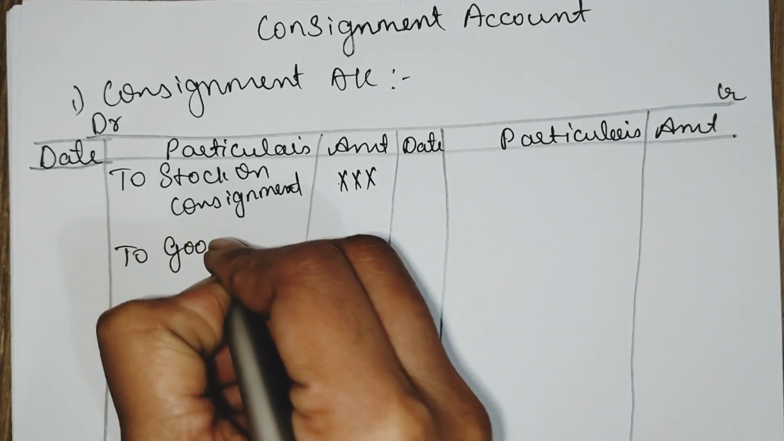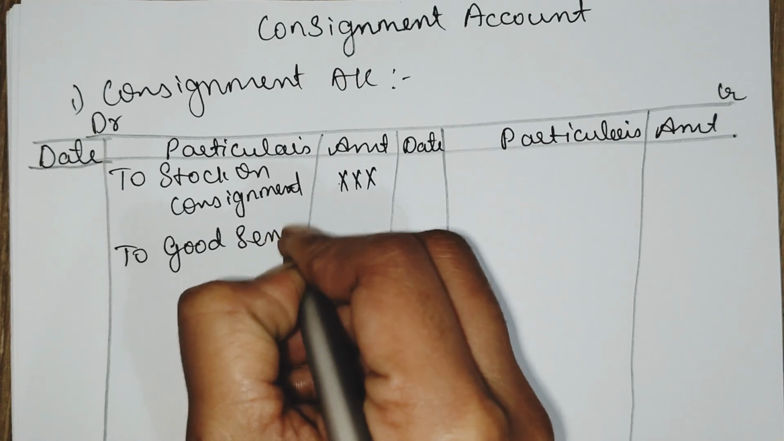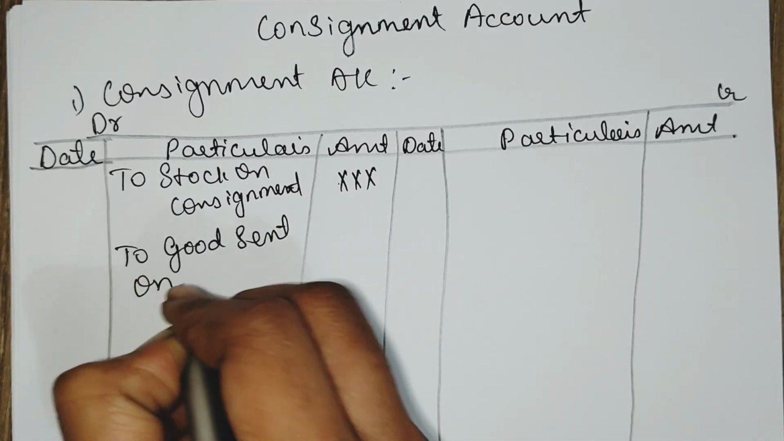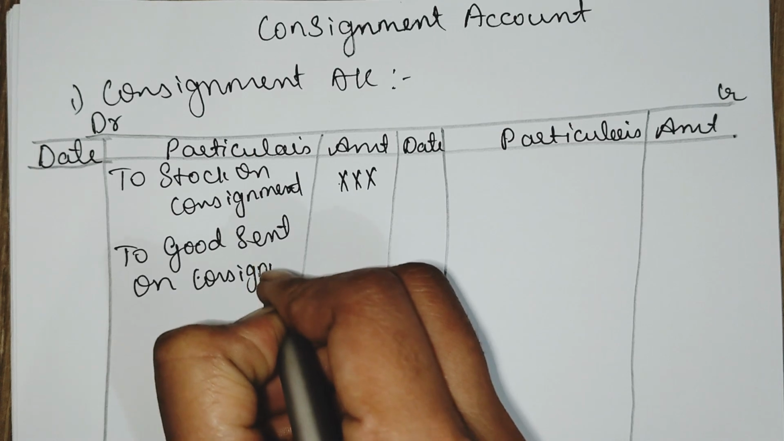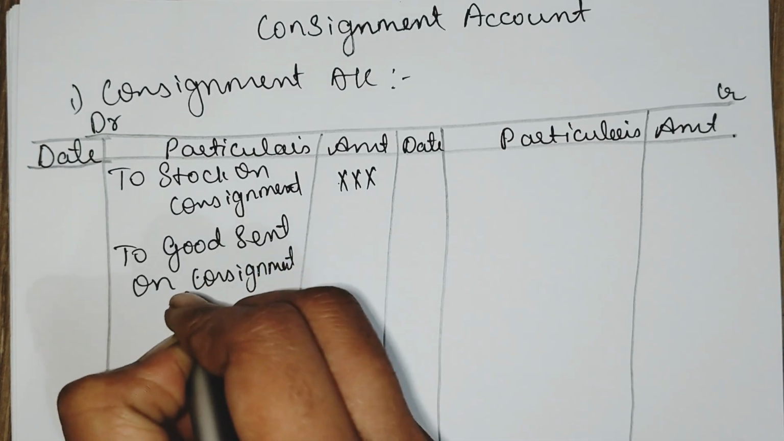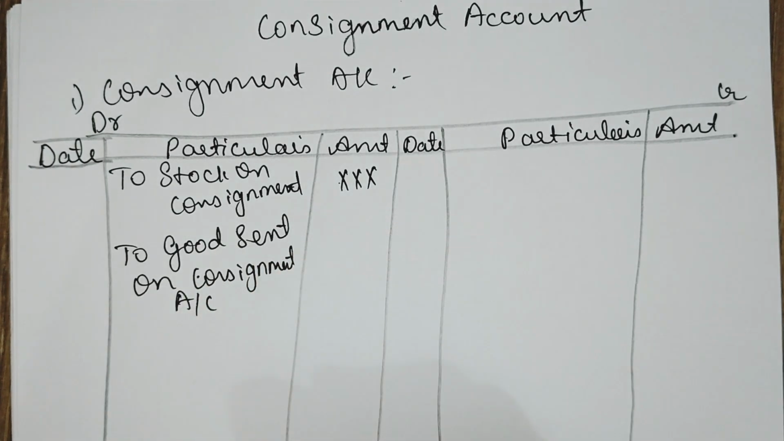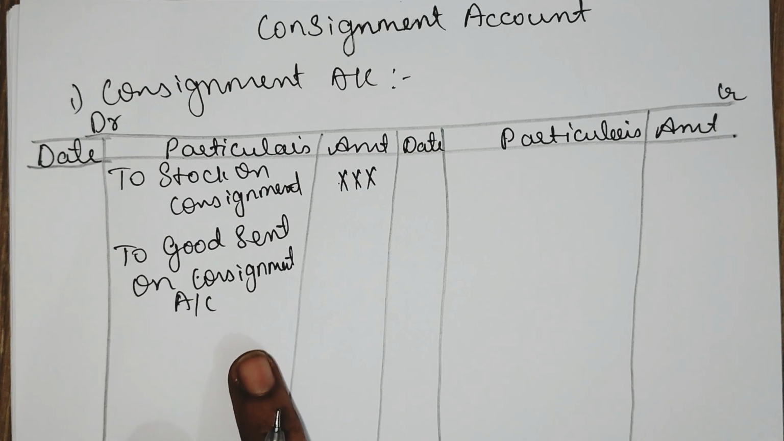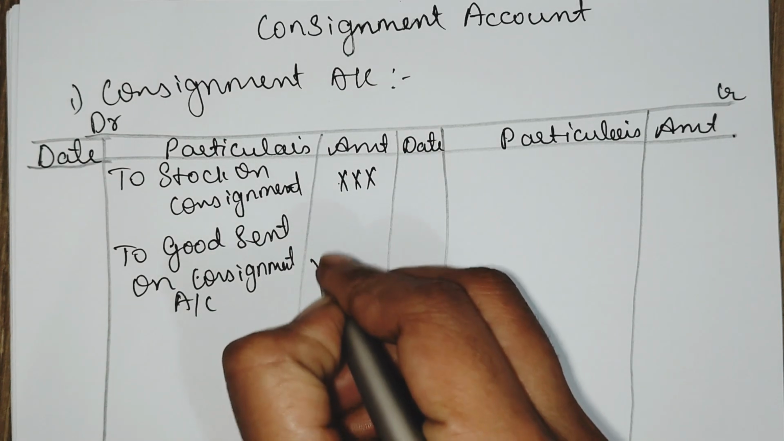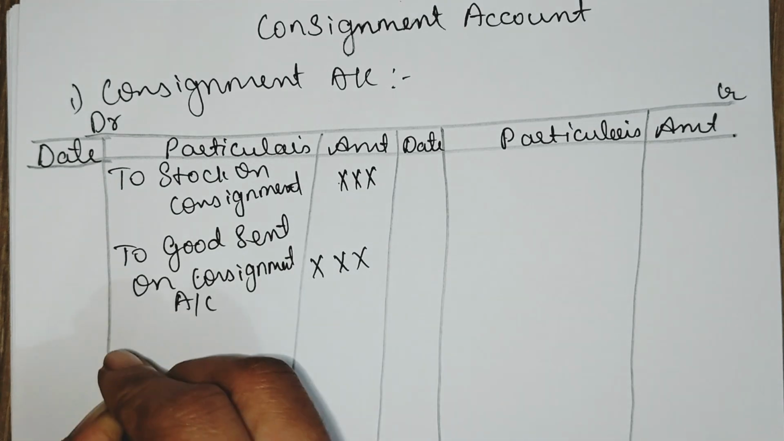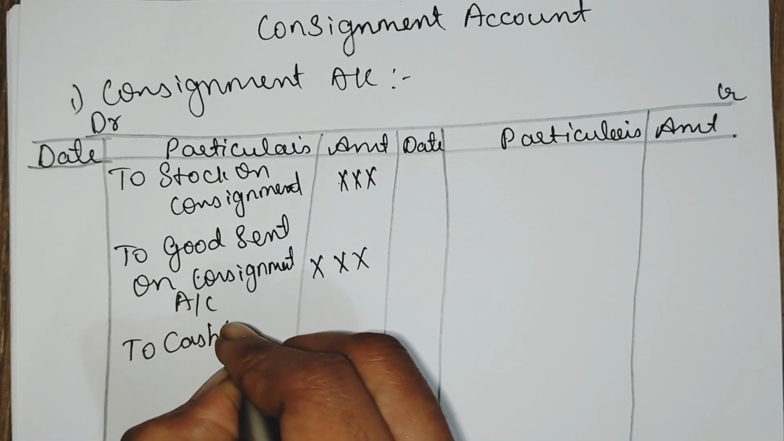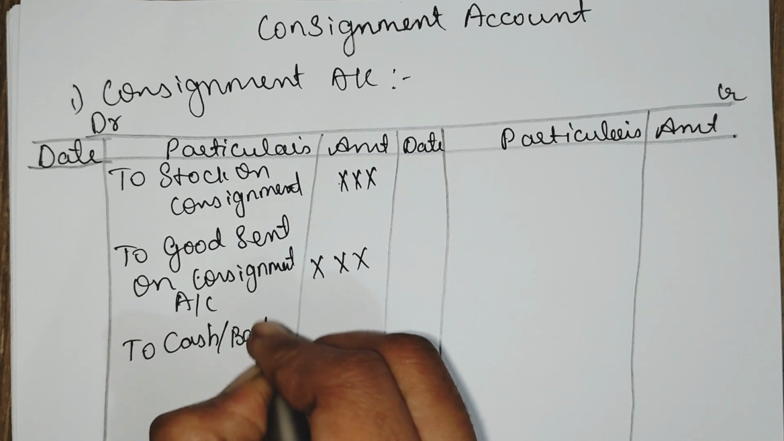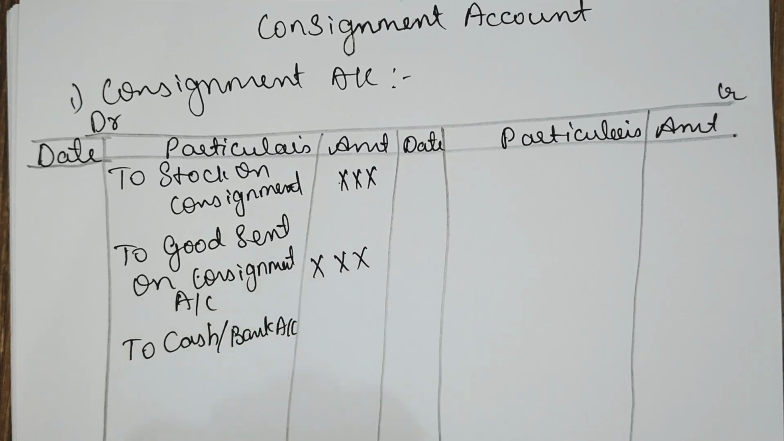Goods sent on consignment, which are sent by the consignor to the consignee, we record. And any expenses paid will be credited to the cash or bank account.